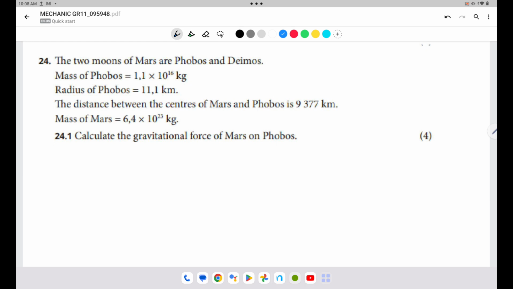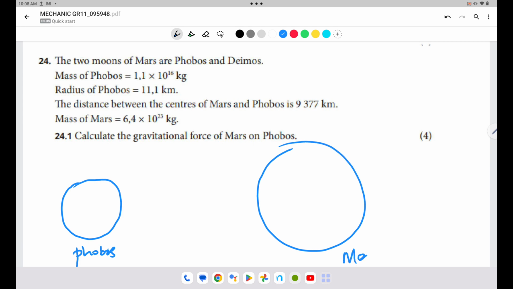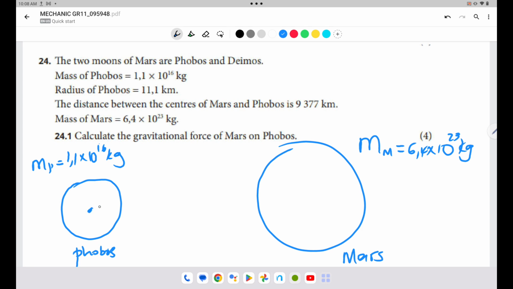Number 1, start with a sketch. We are given Phobos because we want to find the force between Phobos and Mars. That will be Phobos, and let us say that will be Mars. So we know the mass of Phobos. We were told that that mass is 1,1 times 10 to the power of 16 kilograms. And the mass of Mars, I'm going to call this mM, was given as 6,4 times 10 to the power of 23 kilograms.